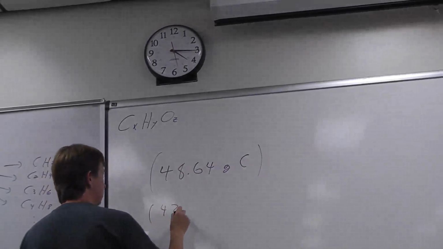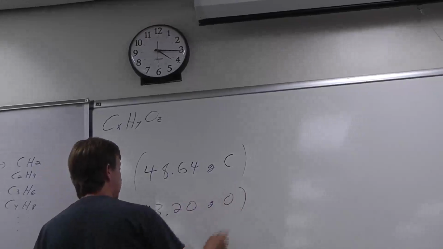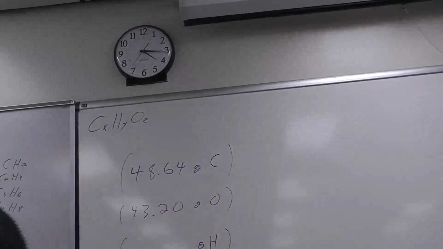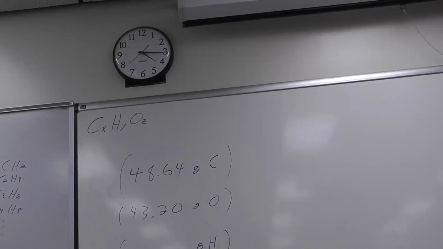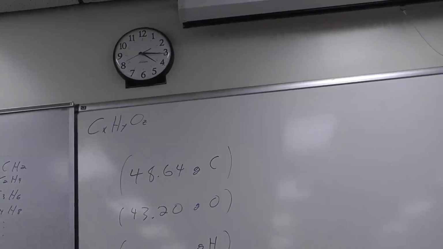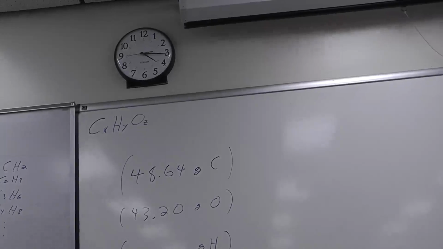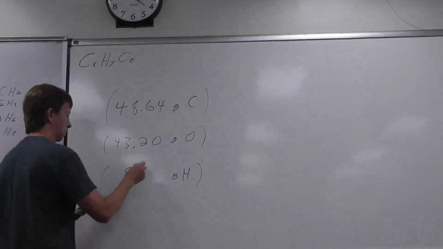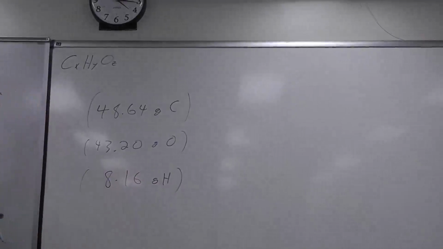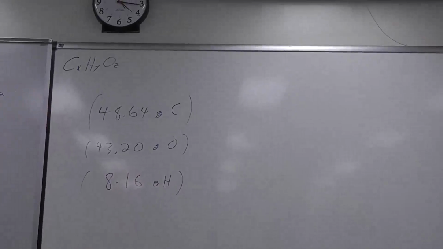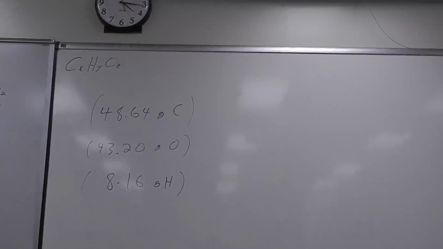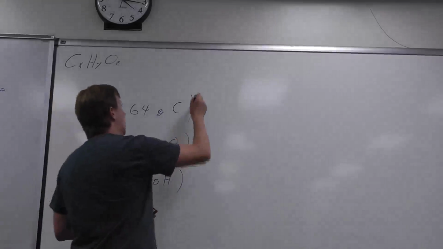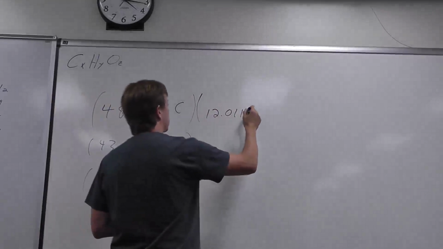And that's 43.20 oxygen grams, and that's however much is left as hydrogen grams. 8.16. The problem doesn't tell you that it's 8.16% hydrogen, but that's kind of implied because your percents have to add up to 100. So we're treating those as if they were actual grams, and we convert each of those into moles.